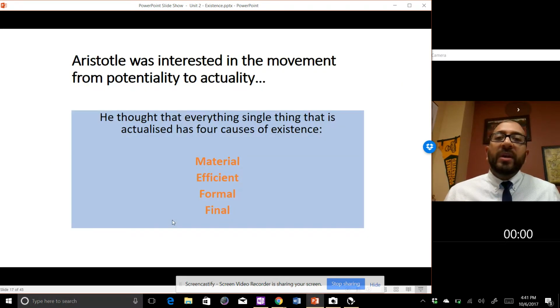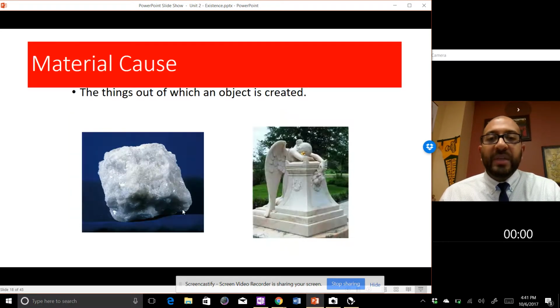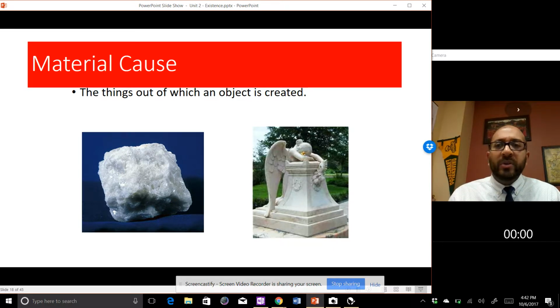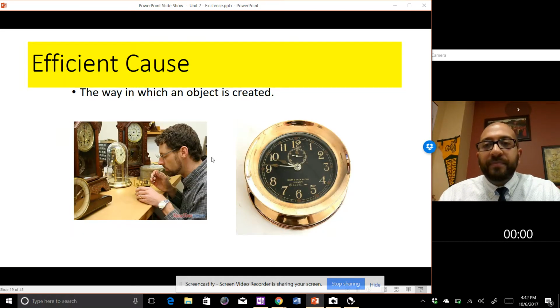Aristotle said, when it comes to cause and effect, there are four kinds of causes. Let's look at them. You have the material cause. The material cause is the thing out of which an object is created. So what's the material cause of a cake? It's the individual ingredients, the materials that go into it that create it, right? So in this illustration, here's a beautiful piece of sculpture. What is the material cause of the sculpture? It's the stone that was sculpted.